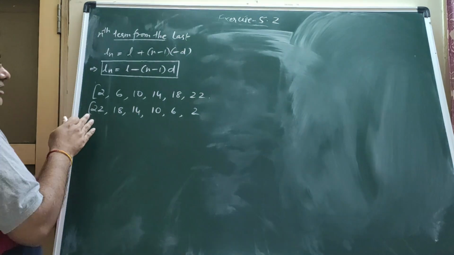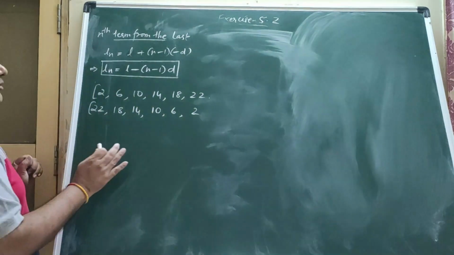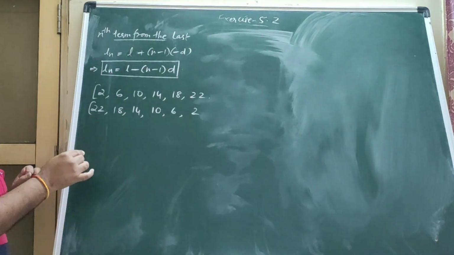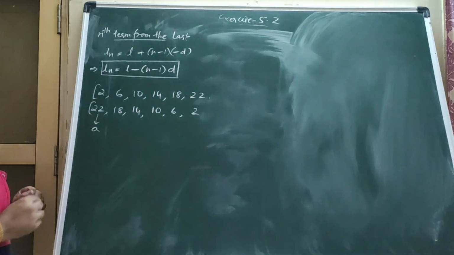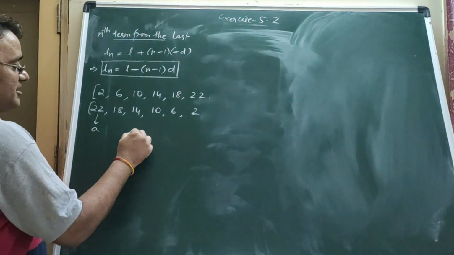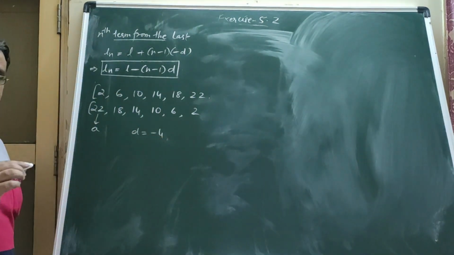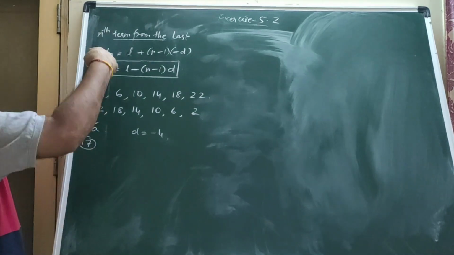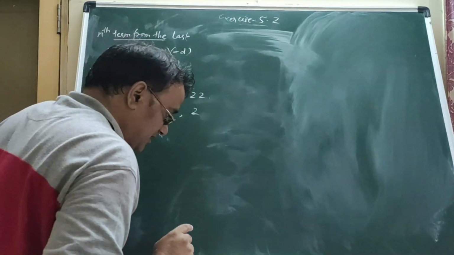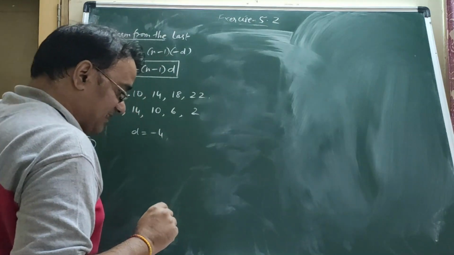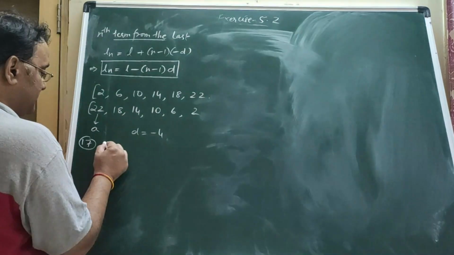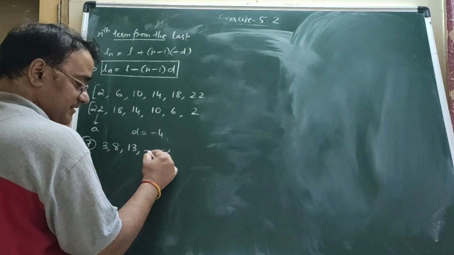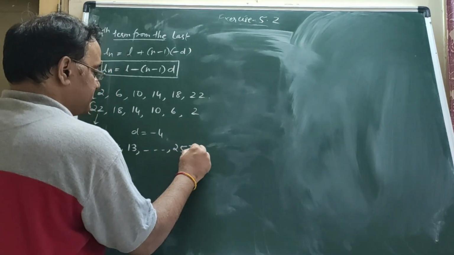सो हम लोग ये वाले टेक्निक से भी कर सकते हैं. मान लो if we don't want to use this formula, we can use this concept also. So this will be the first term and D will be -4. Right? So 17th question I am going to solve by using both the methods. Question is that find the 20th term from the last term of the AP 3, 8, 13, ..., 253.